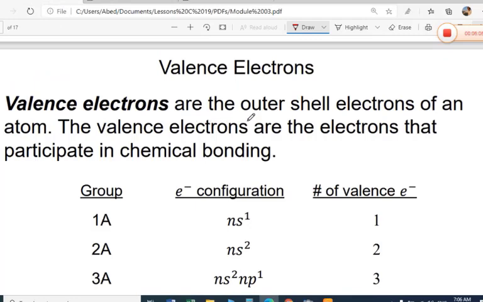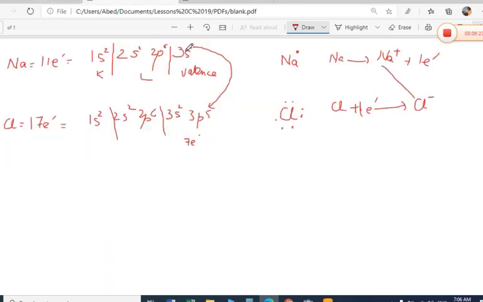The valence electrons are the electrons of the outermost shell. Valence electrons are those that participate in the chemical bonding. Only valence electrons will participate in the chemical bonding. Inner electrons will not take part in the chemical bonding. You see this last electron jumps to the last shell of chlorine. The inner shells or inner electrons will not take part in the chemical bonding.